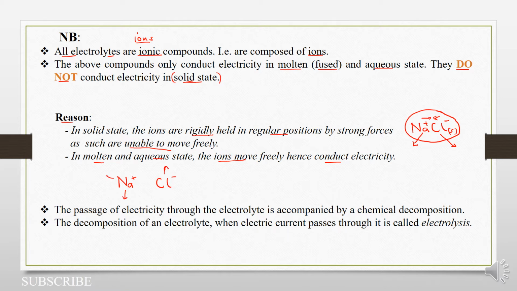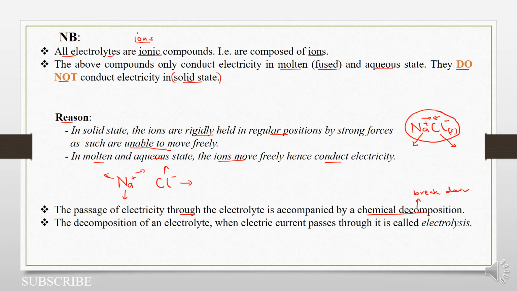They have been pulled apart either by the water molecules or by the temperature of that molten state. The passage of electricity through the electrolyte is accompanied by a chemical decomposition. I already talked about the breakdown. Decomposition means breakdown, and we shall see what we mean by accompanied by a breakdown. So not only does electricity pass through our sodium chloride solution, but it will also break it down.